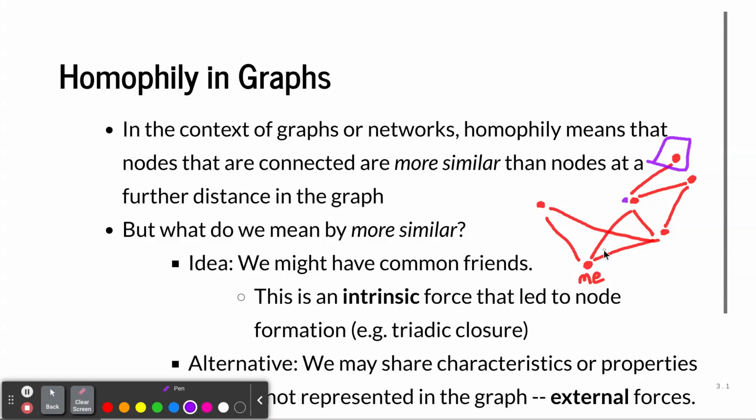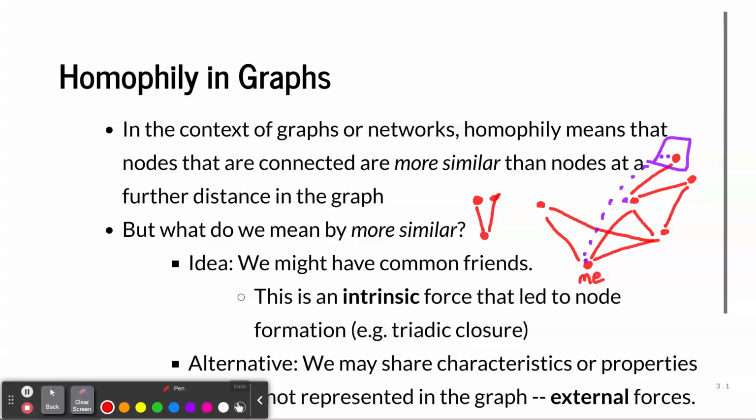And as we've learned previously, the notion of triadic closure would suggest that it is likely that an edge might form between me and this other node out here. And it's even more likely that an edge would form between me and that node than, say, some other random node out here in its own component.